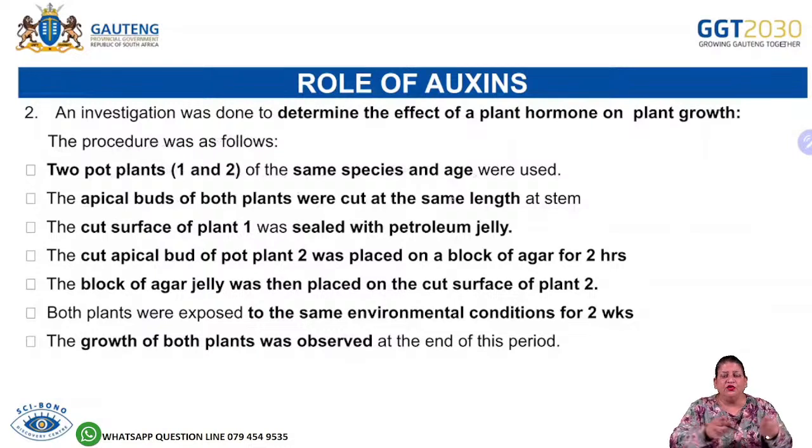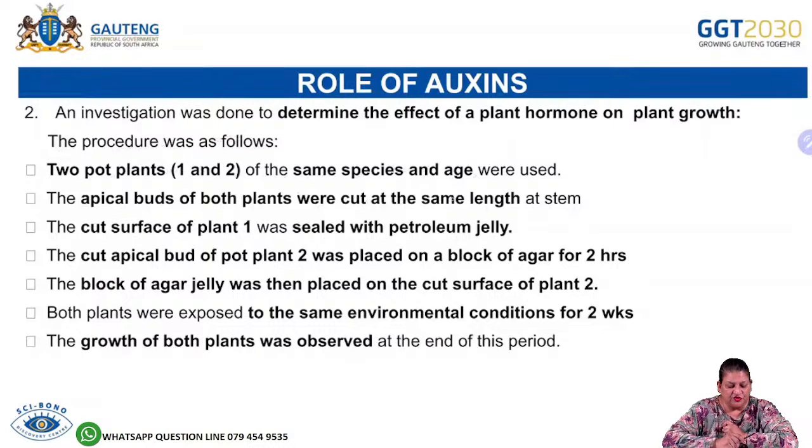So they are cutting all the apical buds, like what you will do if you have a gardener and he comes and prunes off your trees. When he's pruning and cutting all the apical buds of the rose trees, he's removing the apical buds. He's removing the auxins. So the apical buds of both plants were cut at the same length, not one short, one long. They were all cut at the same length, okay? So that is also what? Validity. They're cutting it at the same length.